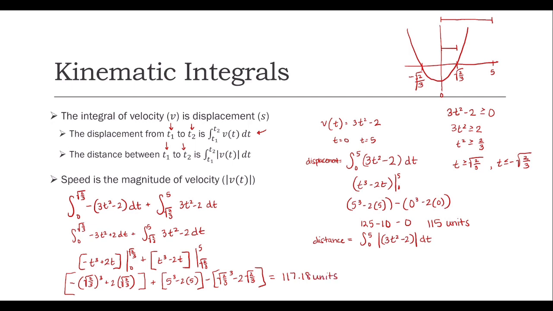So our displacement is less than the total distance traveled because your velocity started out negative and then it switched to positive. So the object moved to the left, then the right. So the total displacement was less than the total distance traveled.